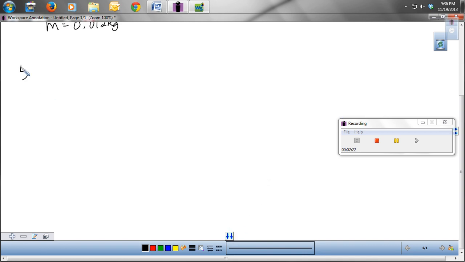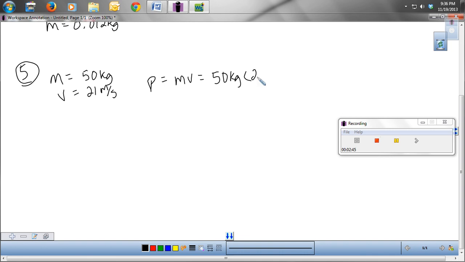Alright, number 5. Number 5 said that we have Anna, whose mass is 50 kilograms, leaves a ski jump with a velocity of 21 meters per second. So what is her momentum? So her mass was 50 kilograms. She left with a velocity of 21 meters per second. So momentum is just P, it's equal to mv. So 50 kilograms times 21 meters per second is going to give her a momentum of 1,050 kilogram meters per second.